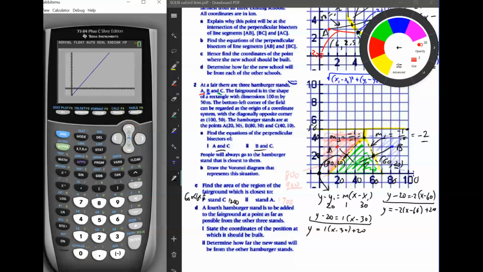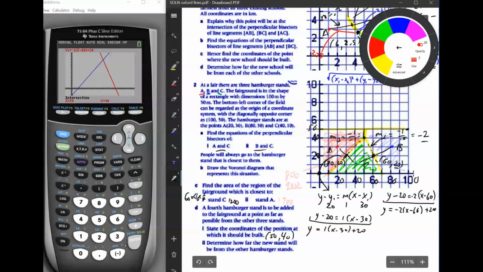So that's my line between red and green regions, and the other red line is the line between the green and the blue regions. So I want the intersection point of those two. Second calc intersect, enter, enter, enter. And the intersection is 50, 40, just like we thought it was, okay? So that is the answer for D1. State the coordinates of the position at which it should be built, 50, 40.